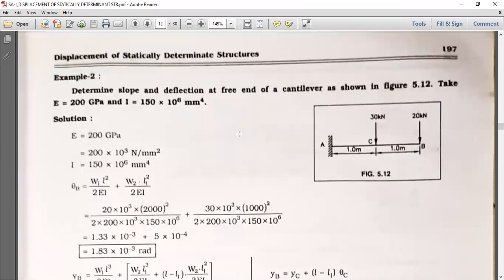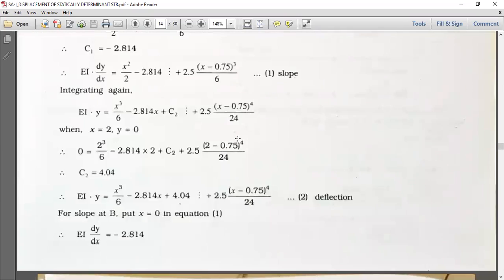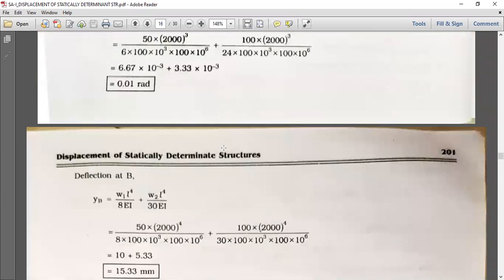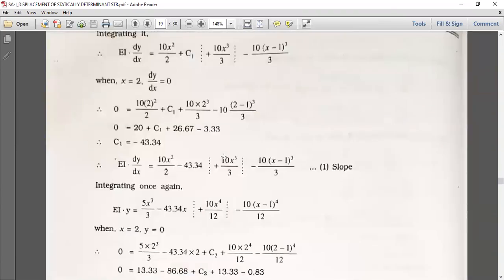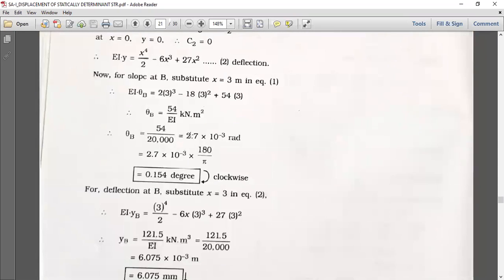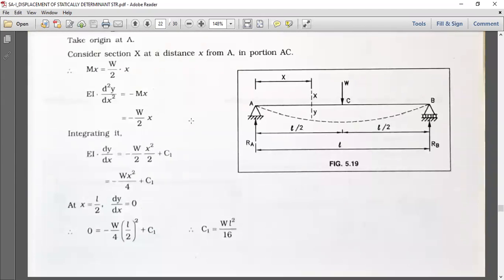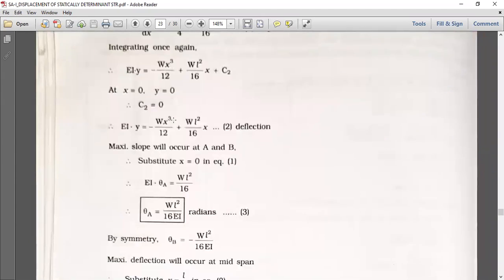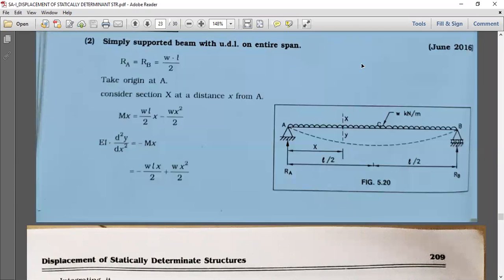Now we are going to study simply supported beam examples solved by the same methods. First, a simply supported beam loaded with a point load in the middle. Second, a simply supported beam with UDL on the entire span.